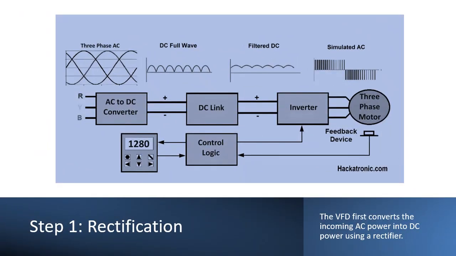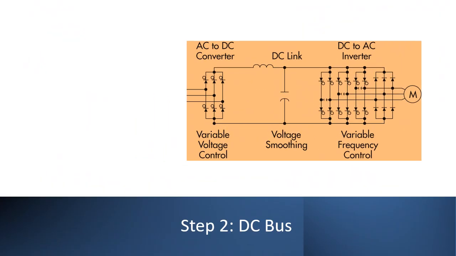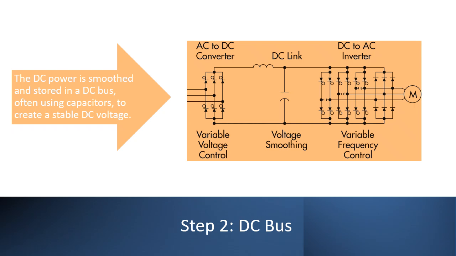Here is a breakdown of the working principle. 1. Rectification. The VFD first converts the incoming AC power into DC power using a rectifier. 2. DC bus. The DC power is then smoothed and temporarily stored in a DC bus, often using capacitors, to create a stable DC voltage.